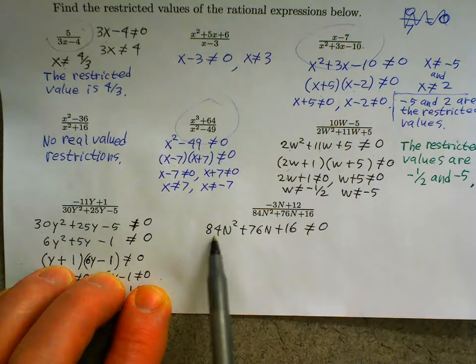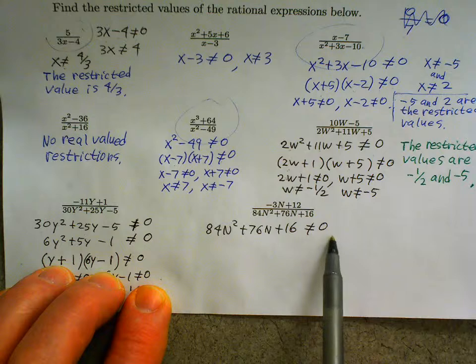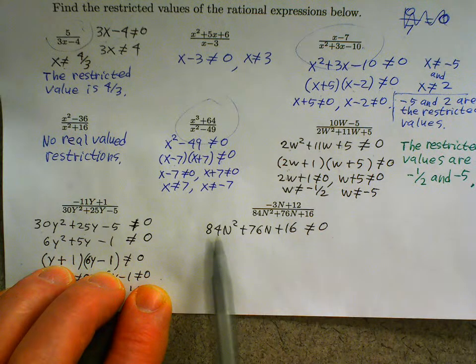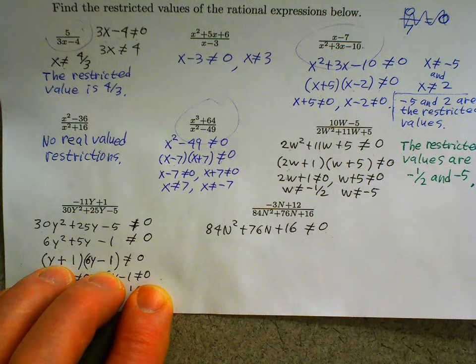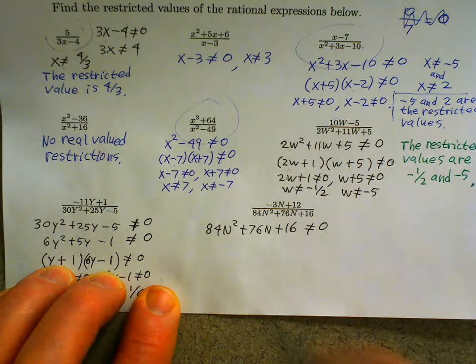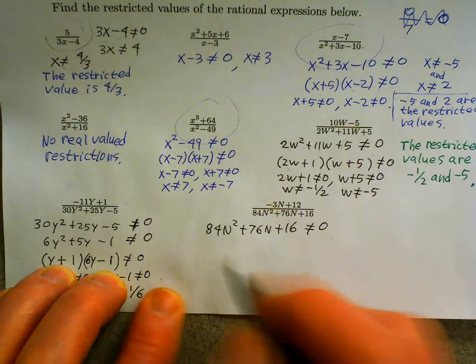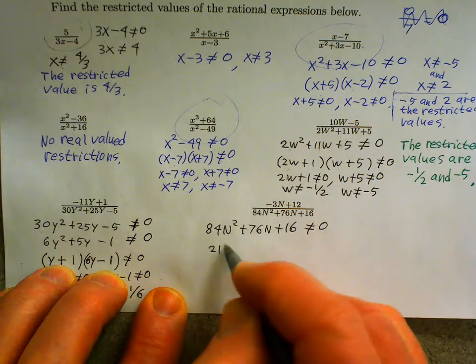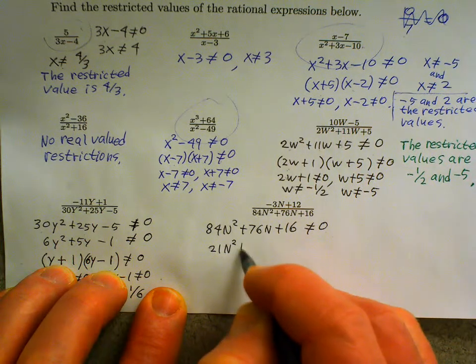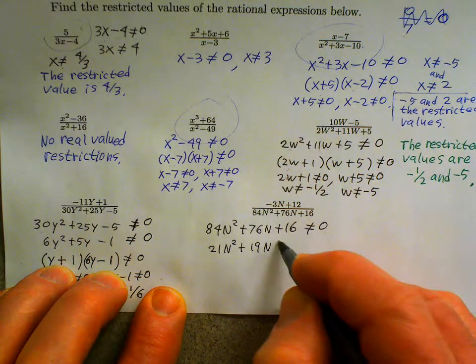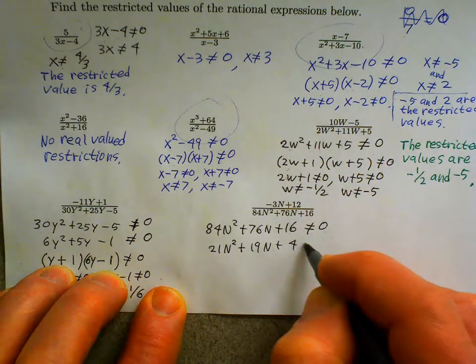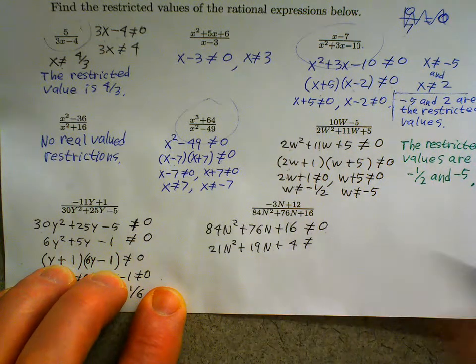So 4 is a common factor. So let's divide every term on both sides of this inequality by 4. Dividing by 4, we get 21n to the second plus 19n plus 4. And 0 divided by 4 is still 0.